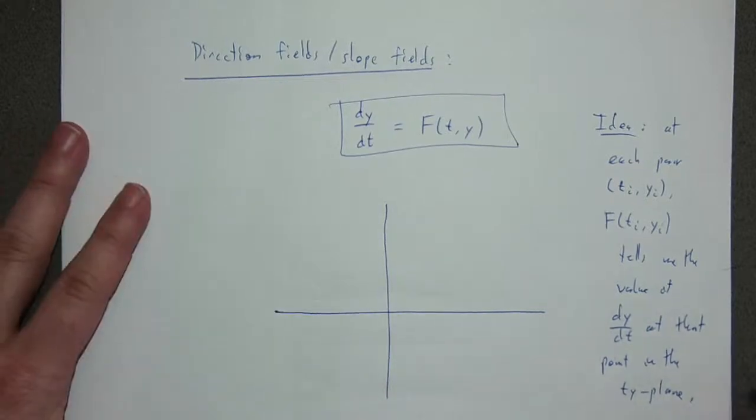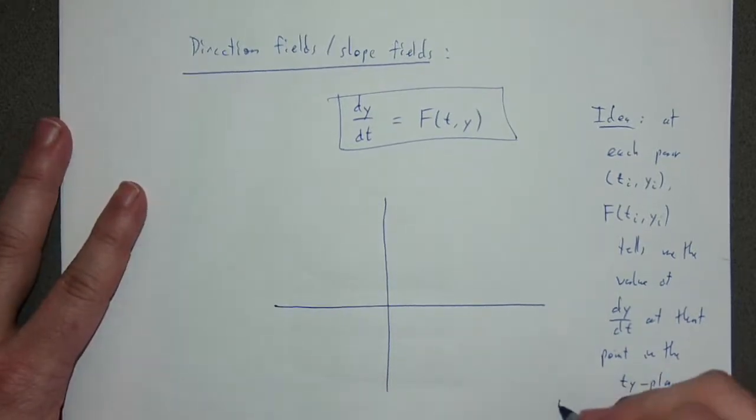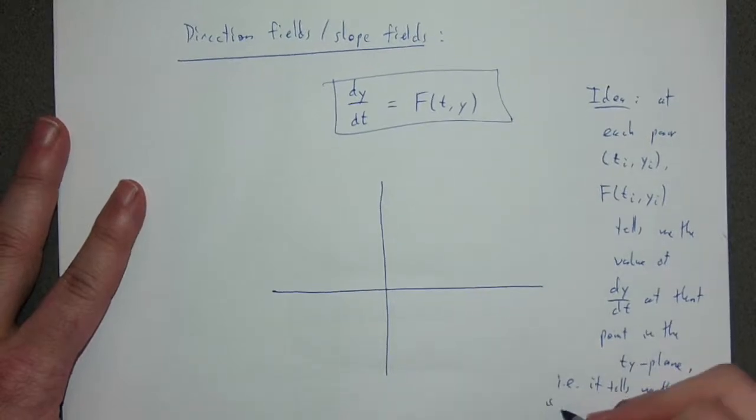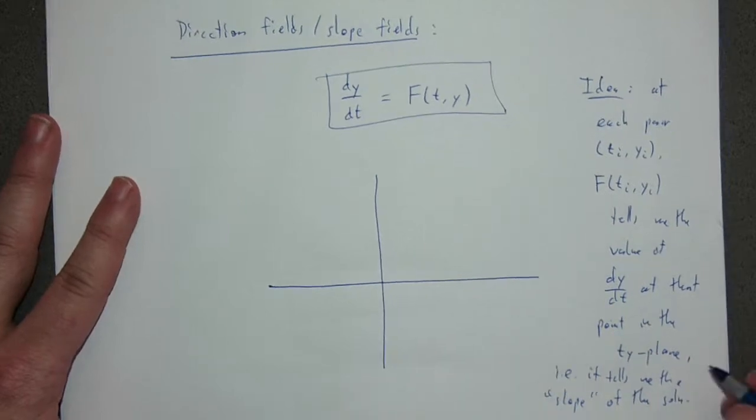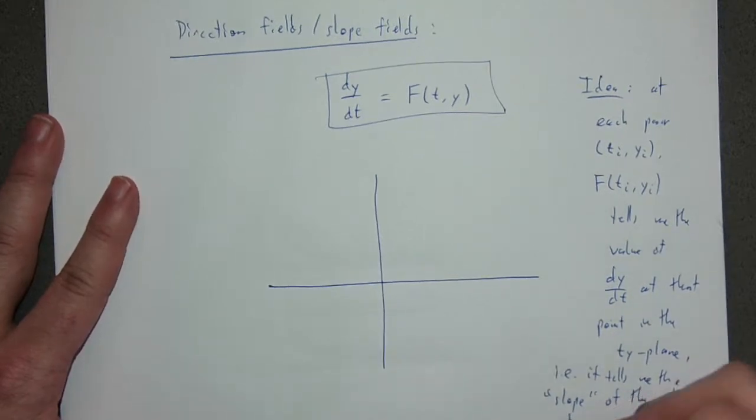i.e. it tells me the slope of the tangent line, right? I.e. it tells me the slope of the solution y at each point.